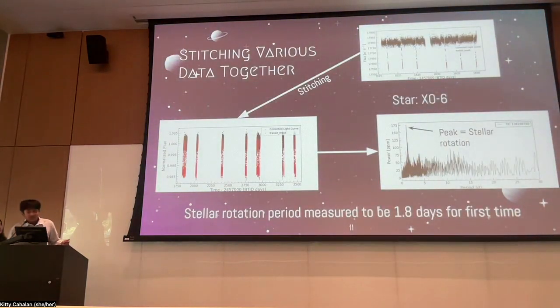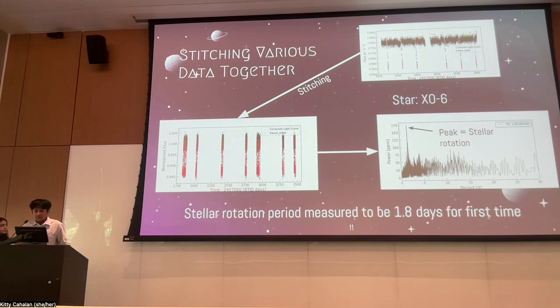Here's another star called XO6. However, you can see that the data is very noisy for the star. This can mess up our calculation of the rotation period. However, there's another technique called stitching, in which we combine multiple sectors of data for the star to make one large light curve, as if you're stitching multiple small light curves together. This gives us more data to work with, which could increase our accuracy of calculating the stellar rotation period.